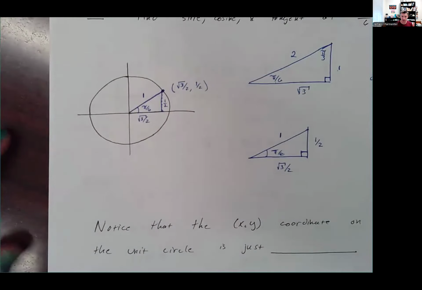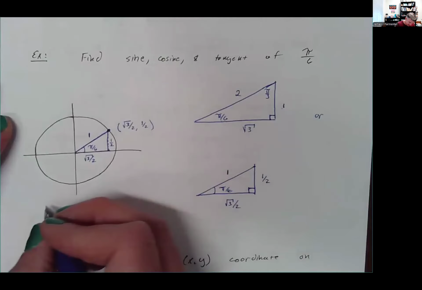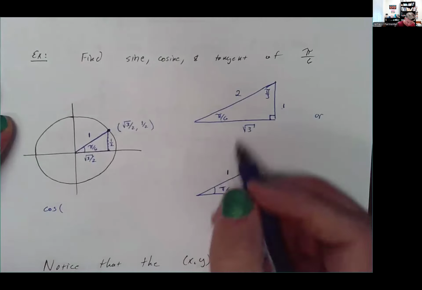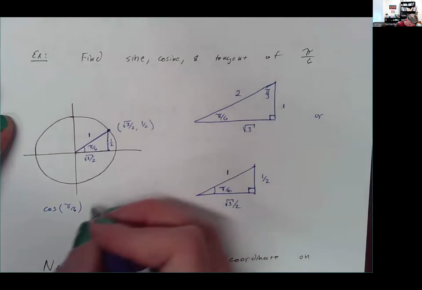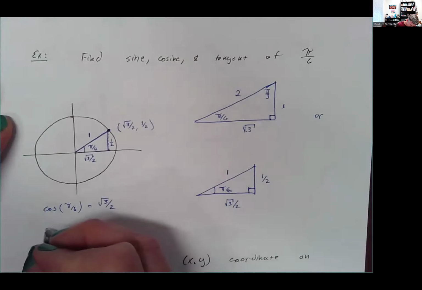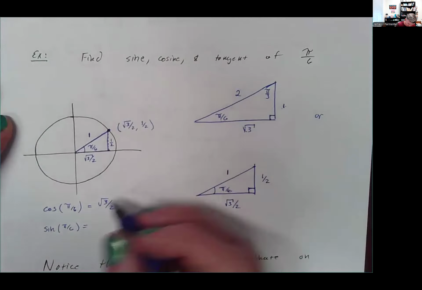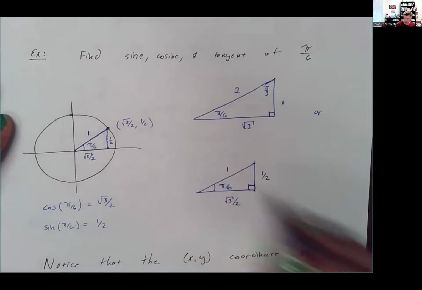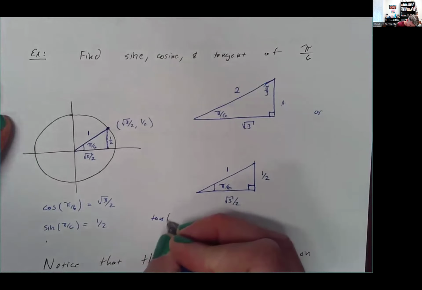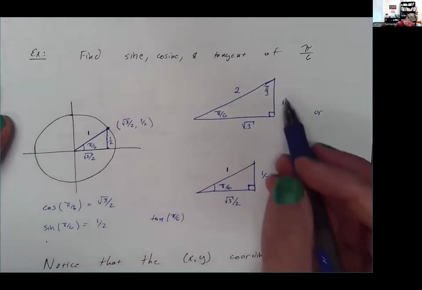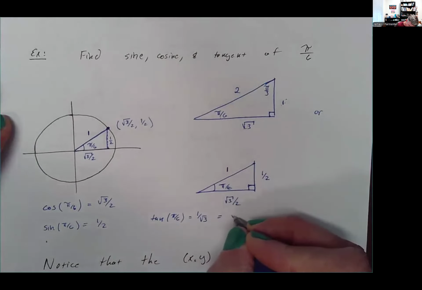What I also want to point out is that we already know from this triangle that cosine of pi over 6 is the adjacent over the hypotenuse, which is the square root of 3 over 2. And sine of pi over 6 is the opposite over the hypotenuse, which is 1 over 2, or over here, 1/2 over 1, which is 1 over 2. And just for the sake of completeness, tangent of pi over 6 is the opposite over the adjacent, which is 1 over root 3, which is root 3 over 3.